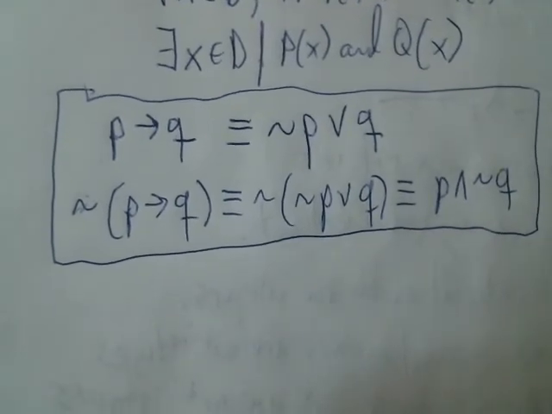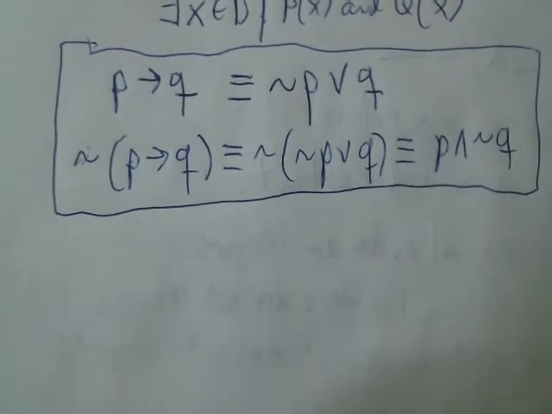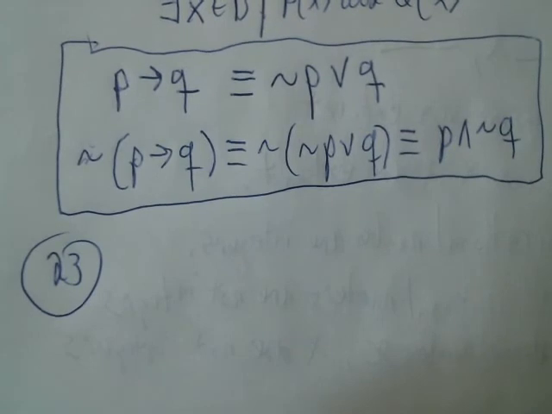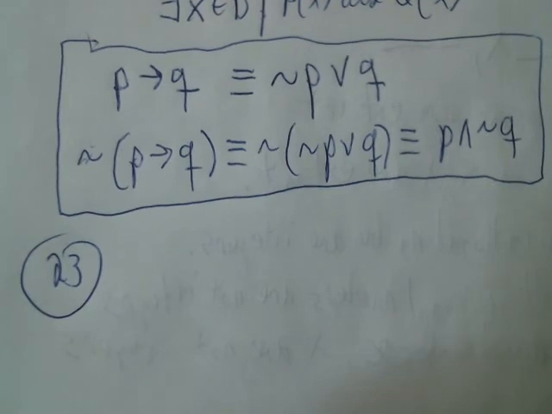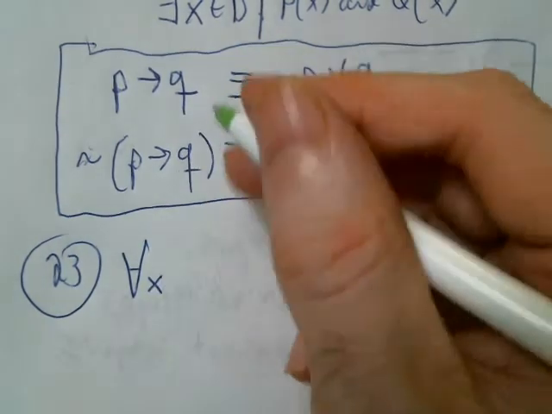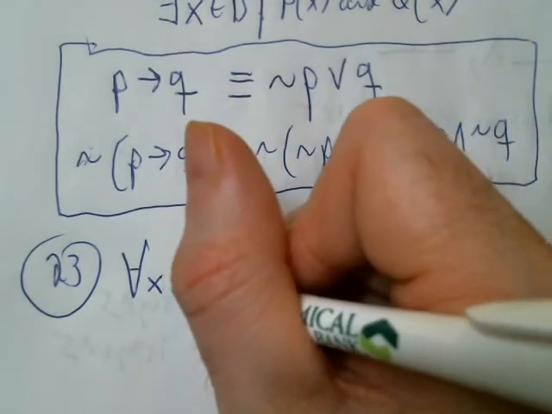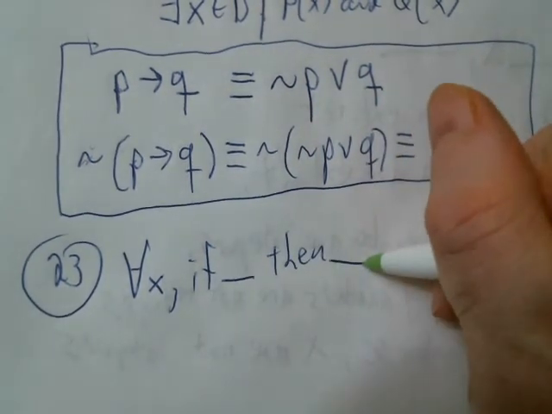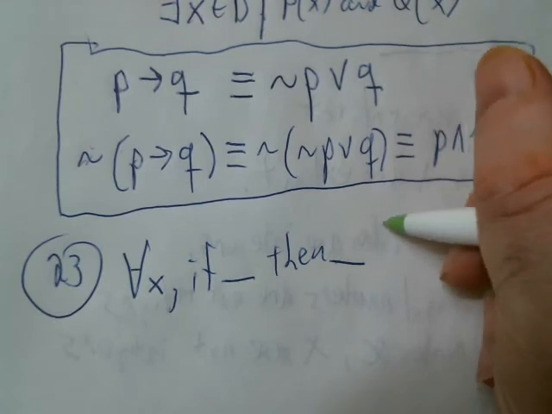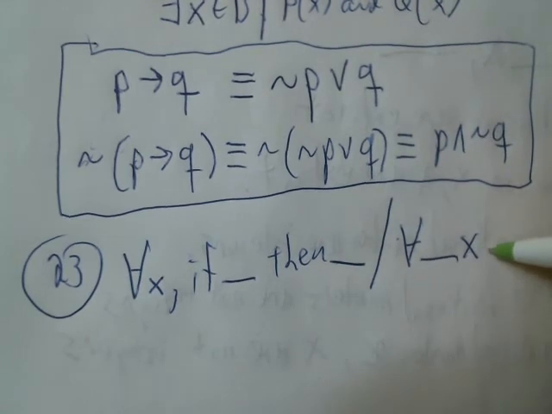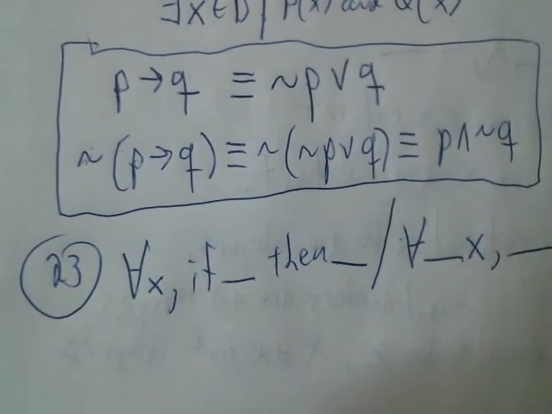All right. So anyways, first we're going to start with some translations. So 23. I hope it's still 23. Let me look. Okay, yeah, we're good. So 23, they want you to rewrite it as a universal if-then in two ways. For all x, if blank, then blank. And the other way is for all blank x, blank.